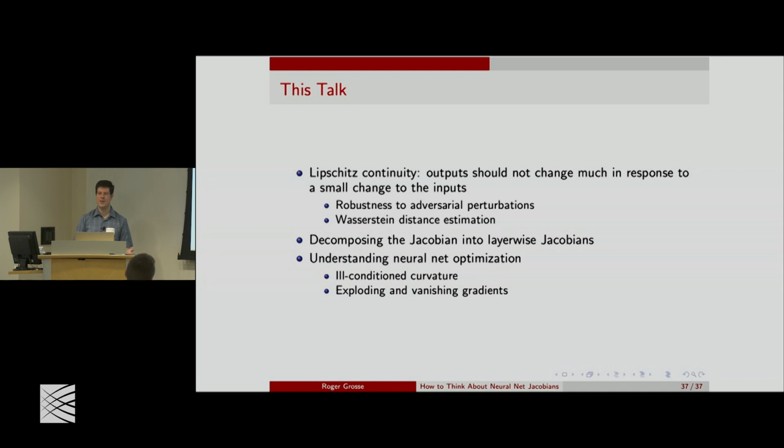Right, so that's it for the talk. And so just to remind you, we've talked about Lipschitz continuity, why it's useful, and how it's connected to the Jacobian of the network. And we looked at how you can decompose the Jacobian into layer-wise Jacobians, and how that's basically what backprop is doing anyway. And we looked a bit at how the Jacobians of the network relate to neural net optimization, and why it's advantageous to keep the Jacobians well-conditioned. So hope that sets up the relevant background for James and Jem to talk about Lipschitz-constrained architectures.